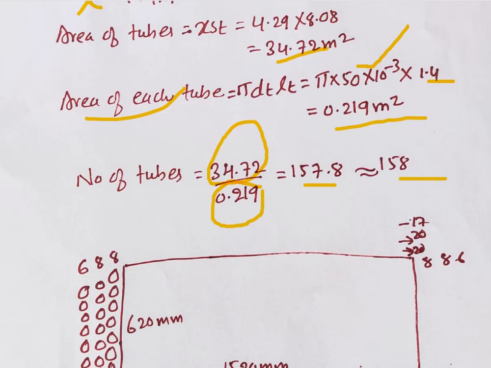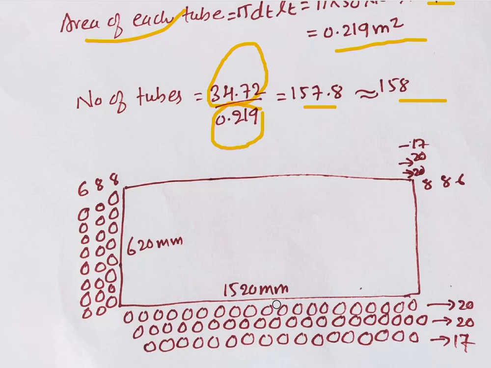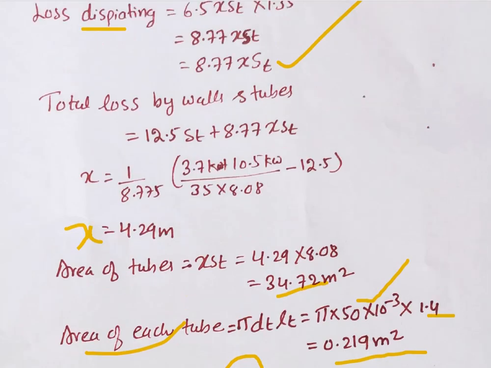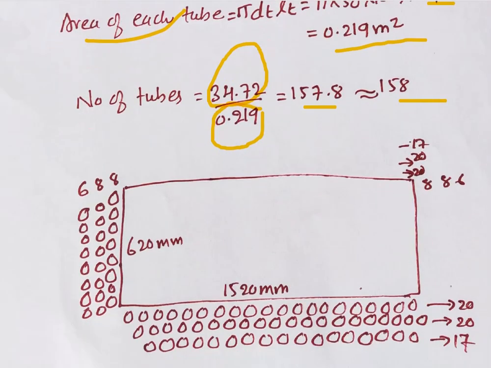As we did in the first problem, here 1520 millimeters and here 620 millimeters. Similarly, 20, 20 and 17 we will accommodate on one side, and opposite to that the same 20, 20, 17. Usually, as the layers increase the tubes will be reduced. Here also 8, 8, 6, and the opposite part also has 8, 8, 6. So totally 114 plus 44, that is 158 tubes will be accommodated.